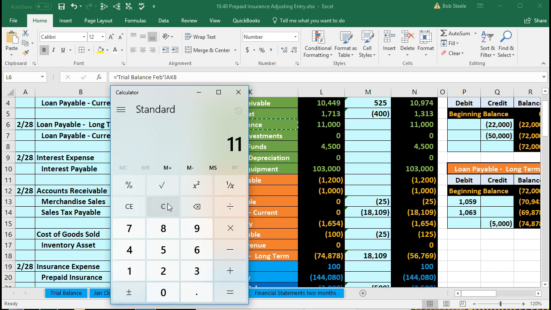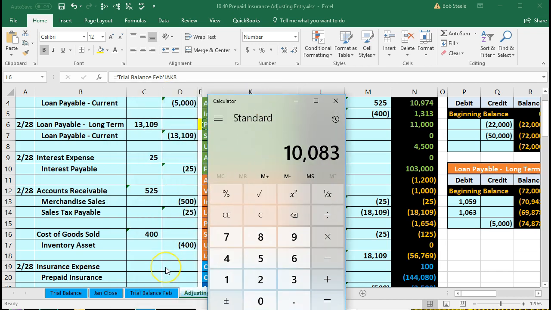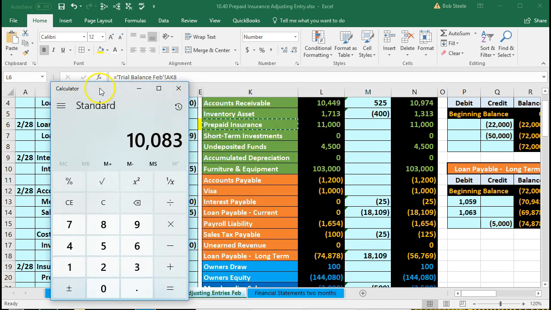So if they said something like the unearned amount is 10,083, then what they're giving us is not the amount that we need to put in our journal entry, but they are giving us the amount that we need this account to be after we record it. So we'd have to do a subtraction problem. We take the 10,083 minus the 11,000, and that would give us the 917.